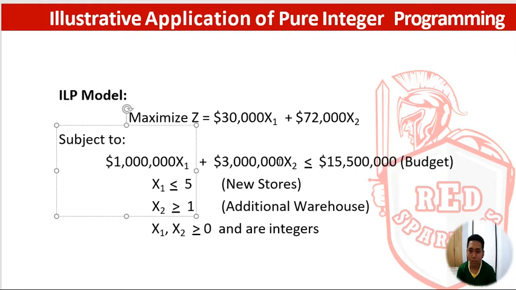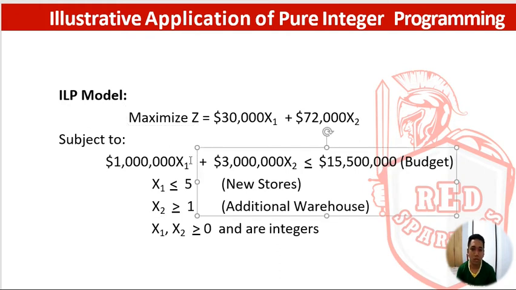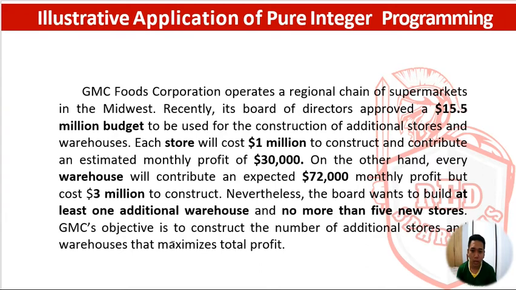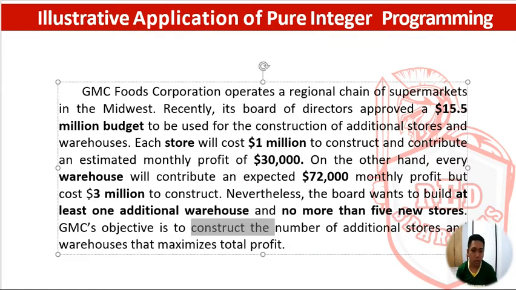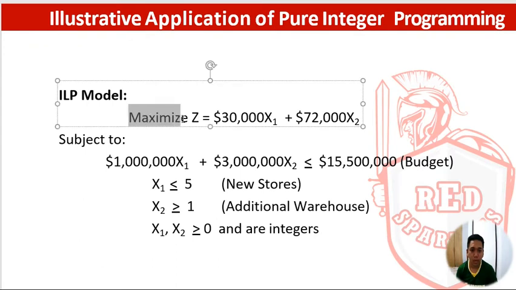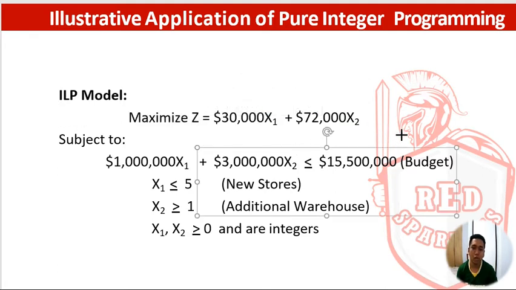I hope na-gets nyo kung paano nagawa tong budget na to. Considering na kailangan nating mag-maximize ng profit, ideally we will be just looking for the coefficients of our profits, yung 30,000 at 72,000. We could get the values of Z, maximize Z, or max Z is equals to 30,000 x1 plus 72,000 x2.